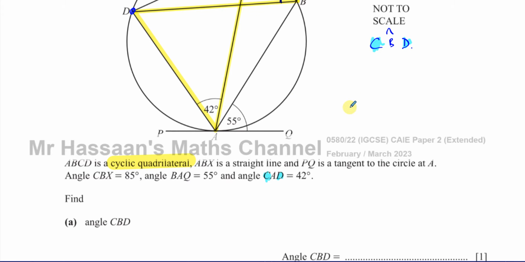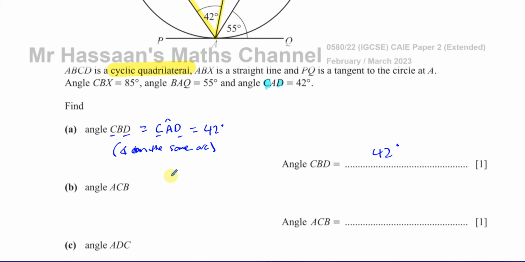So angle CBD is equal to angle CAD. As we can see, they're both standing on the same arc, and they're both on the circumference. So this is going to be equal to 42 degrees. They don't have to give a reason, but just for completeness, you can say angles on the same arc. Something like that would be fine. Okay, so this is 42 degrees. There's the answer to part A.